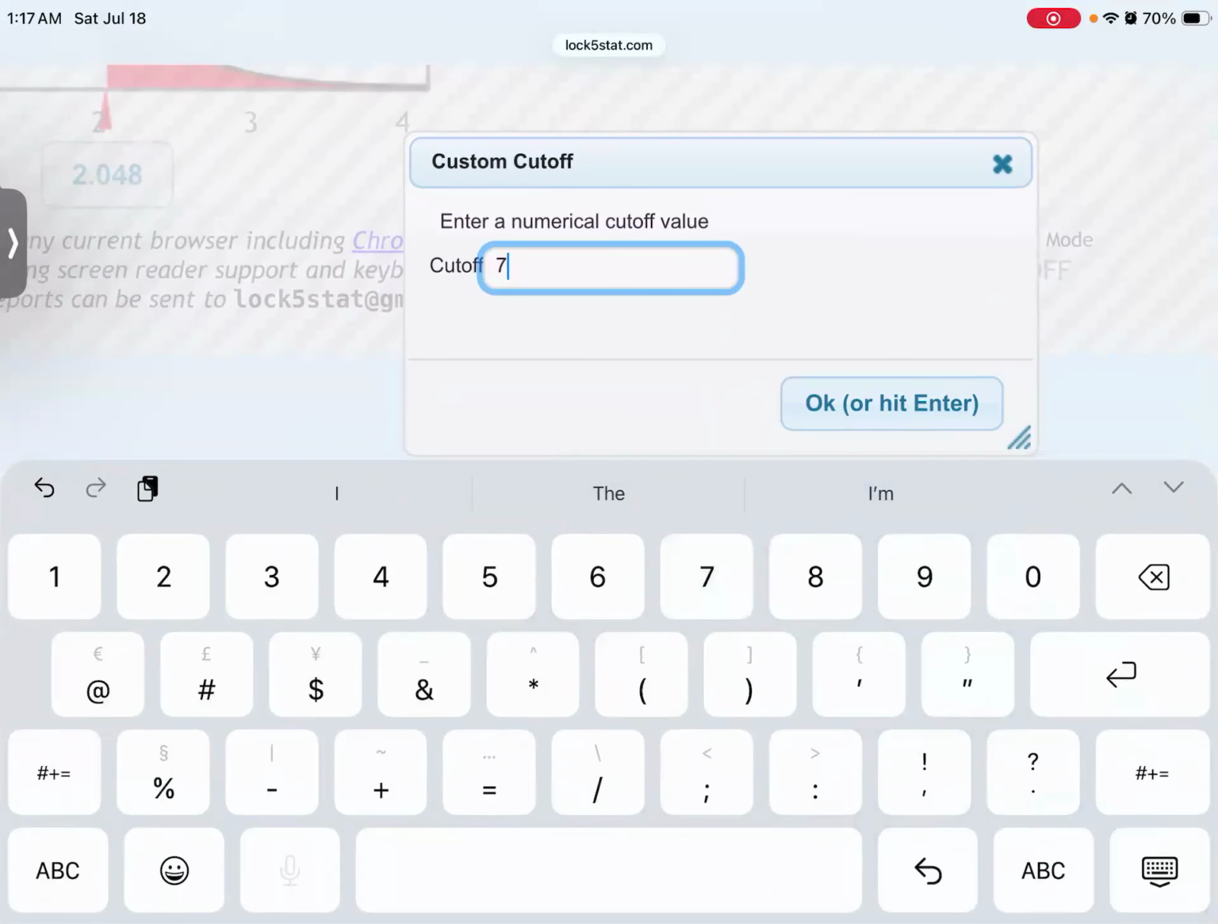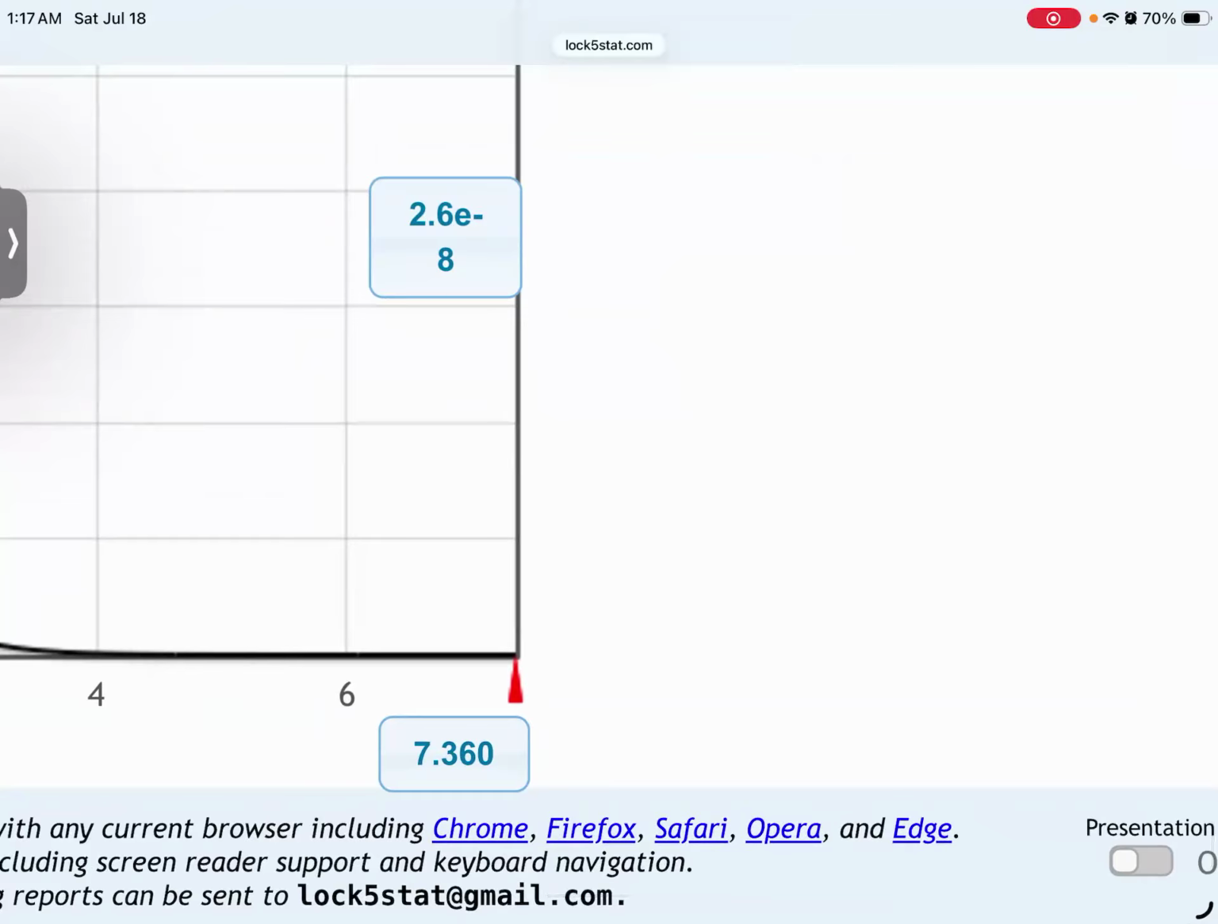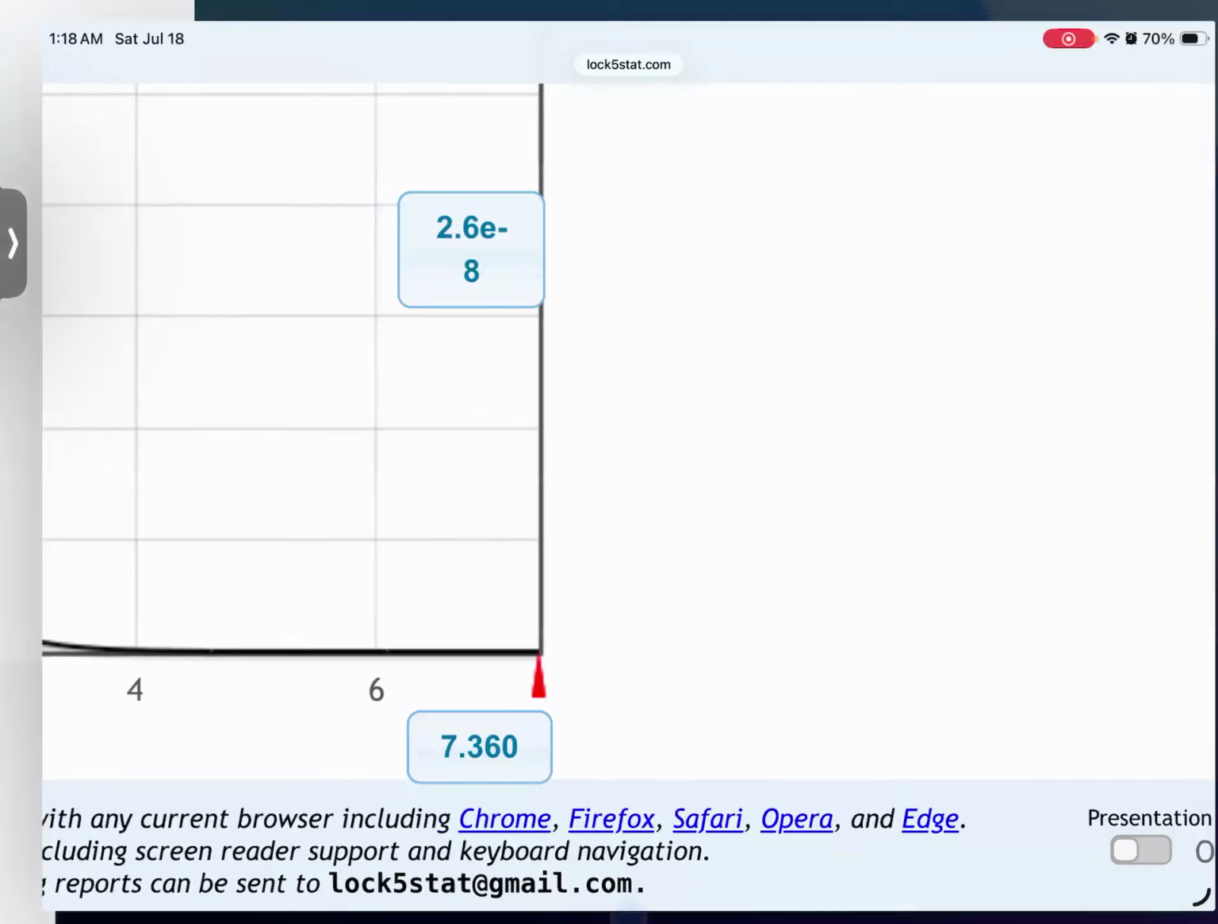Now, 7.36 is extreme. Remember, usually we would say anything that's more than 2 deviations from the center is extreme. And that right there is a very small p-value. It's in scientific notation. Anytime you see something in our software show up in scientific notation, it's because it's a super, super small number. That is essentially what we're going to call just 0. Now, it's 2.6 e to the negative 8.